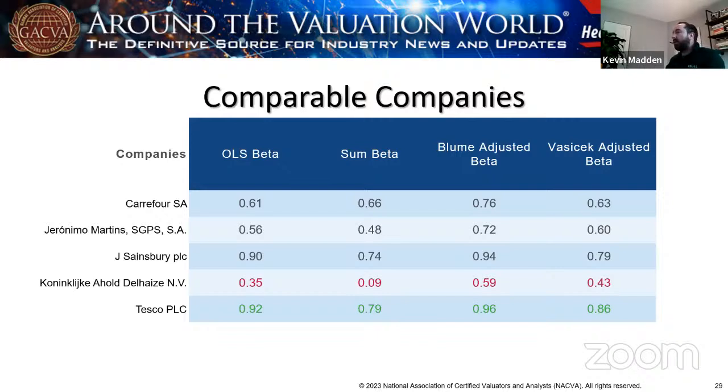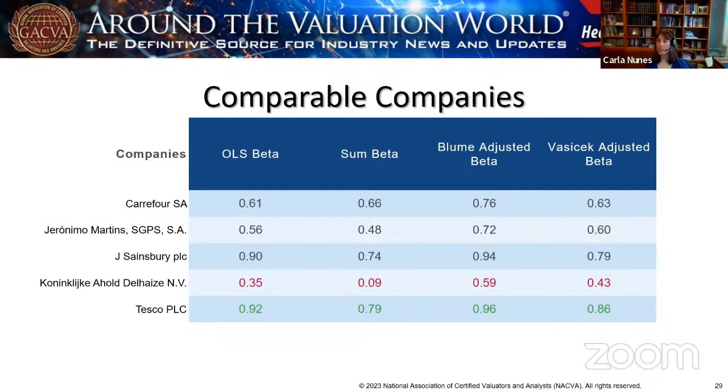The third is going to be the Blume adjusted beta. This is kind of like a one-size-fits-all adjustment. The idea here is that betas over time will move towards the market, or in other words, a beta of 1. So it's a simple adjustment to the OLS beta, moving those betas towards 1. And then our last is going to be our Vasicek adjusted beta. Similar concept, where statistically low quality betas are adjusted towards their peer group. The peer group here is going to be the average of your comparable companies in this set.